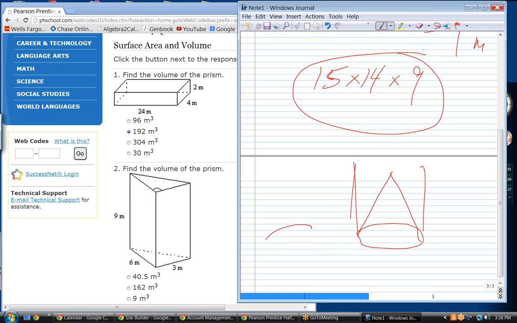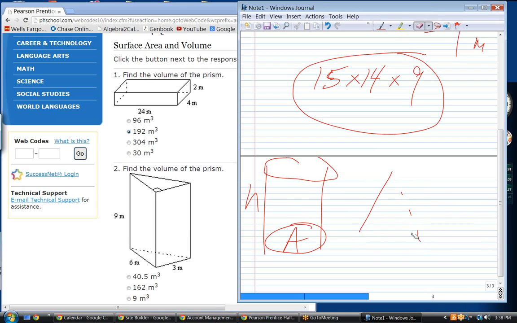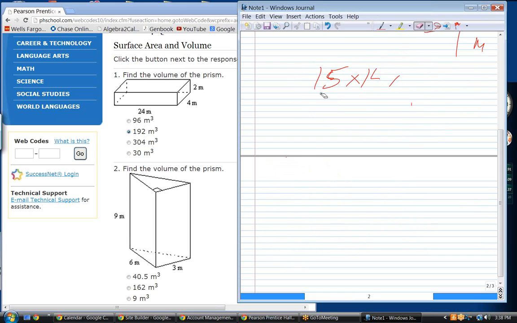So if we had the volume of a cylinder, we're going to find the area of this circular base and multiply it by the height. But if we have the volume of a cone, we can't do that. A cone is not a prism. It does not have opposite parallel bases. Okay.